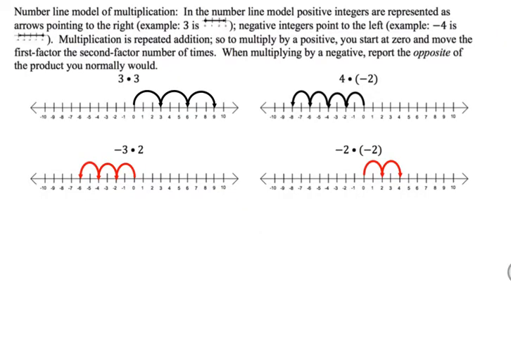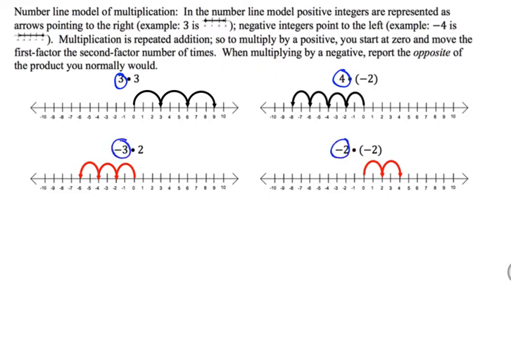Okay, on the number line thing, these are already done. You can fill them out in your notes. Number line model of multiplication. In the number line model, positive integers are represented as arrows pointing to the right. Negative integers point to the left. Multiplication is repeated addition, so to multiply by a positive, you start at 0 and move the first factor, the second factor number of times.